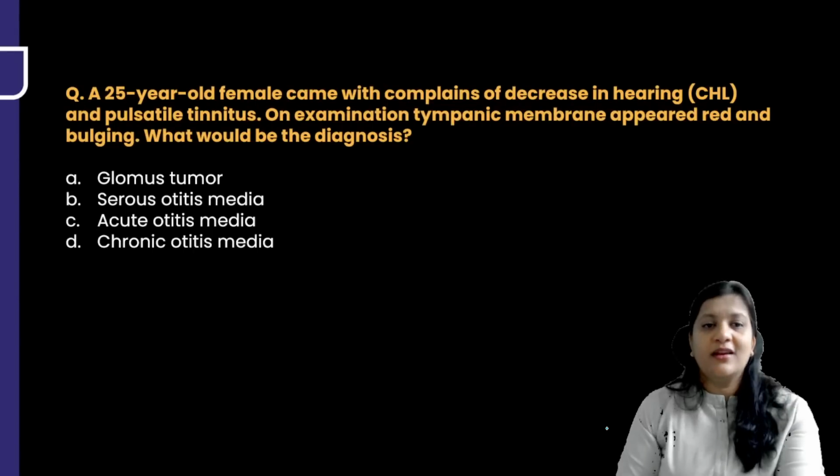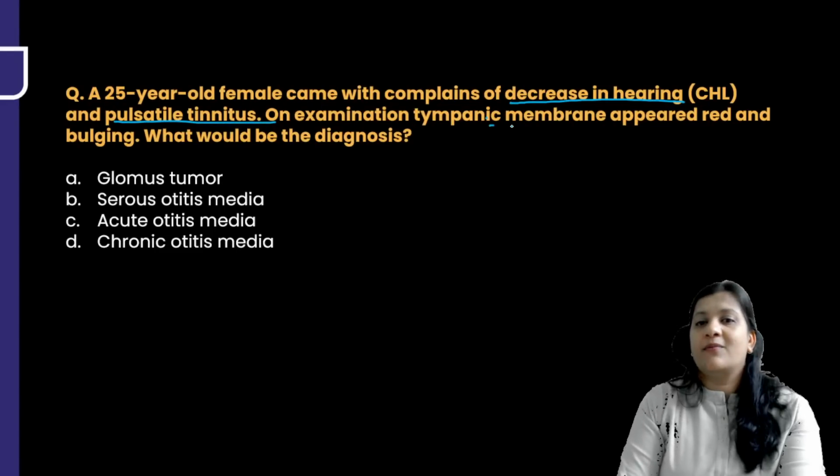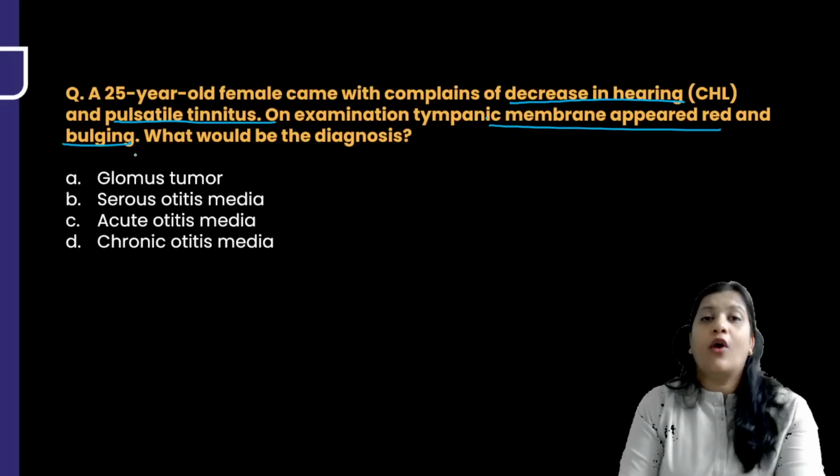Let's do the next one. A 25-year-old female came with the complaints of decrease in hearing, pulsatile tinnitus, tympanic membrane appeared red and bulging. What would be the diagnosis? Glomus tumor, serous otitis media, acute otitis media, chronic otitis media.